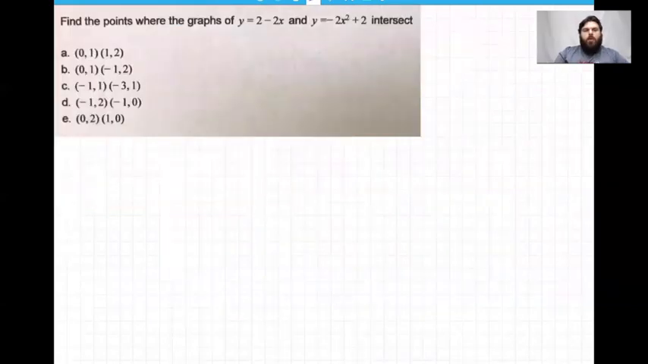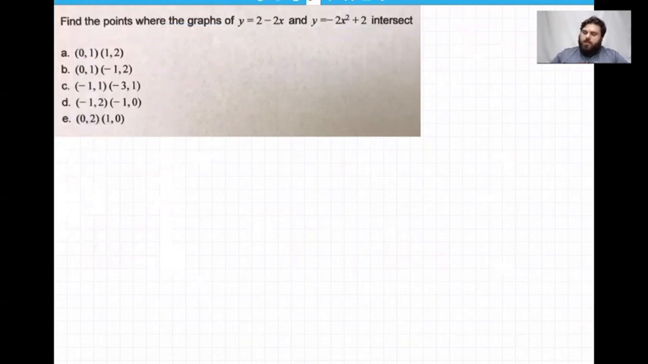All right, find the points where the graphs of y equals 2 minus 2x and y equals -2x squared plus 2 intersect. All right, so you could solve this like a system because you have 2 equations with 2 variables. That usually means you can solve it.